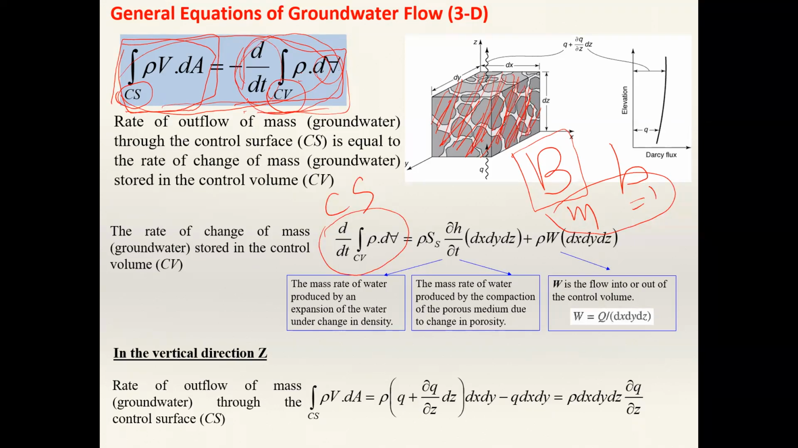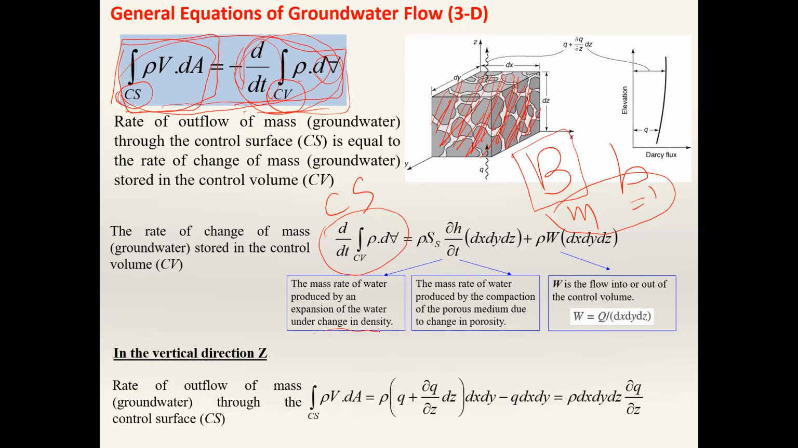So this one can be changed because of several reasons. First one is the mass rate of water produced by an expansion of the water under change in the density. Think about this groundwater flow. Above the groundwater table, there is a large mass of soil, right? There is a large mass of soil.